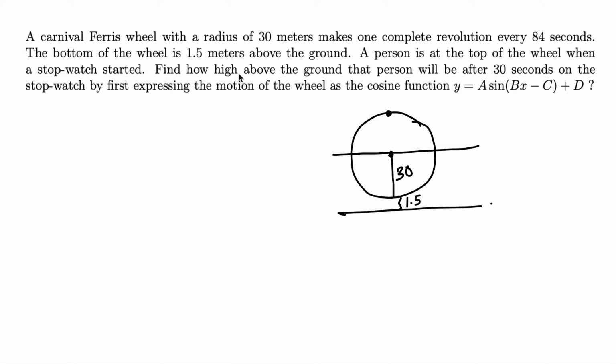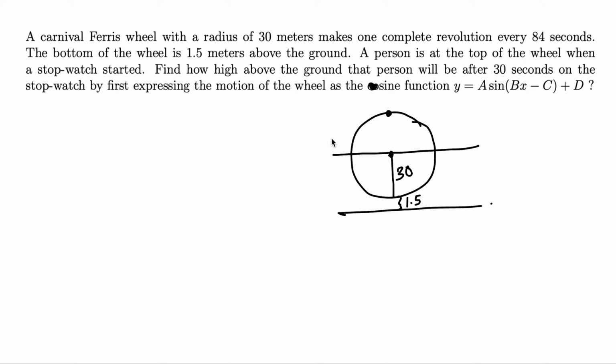Find how high above the ground that person will be after 30 seconds on the stopwatch by first expressing the motion of the wheel as a cosine function. Okay, it should be sine function. Okay, the same problem is also modeled using cosine function. See the link below.